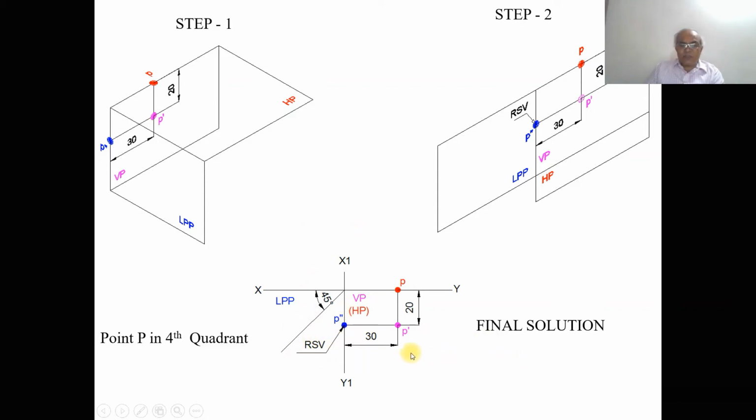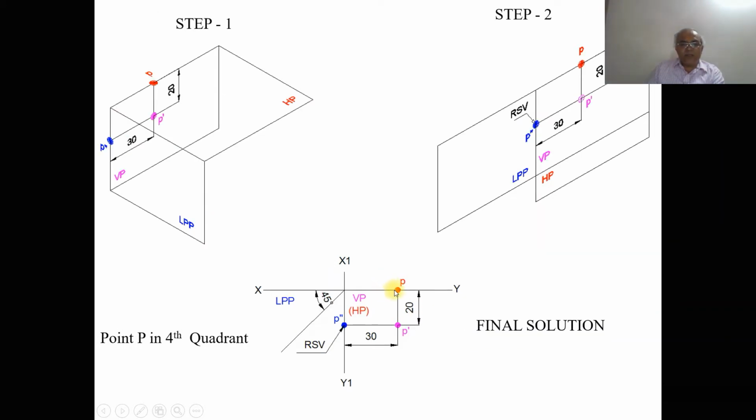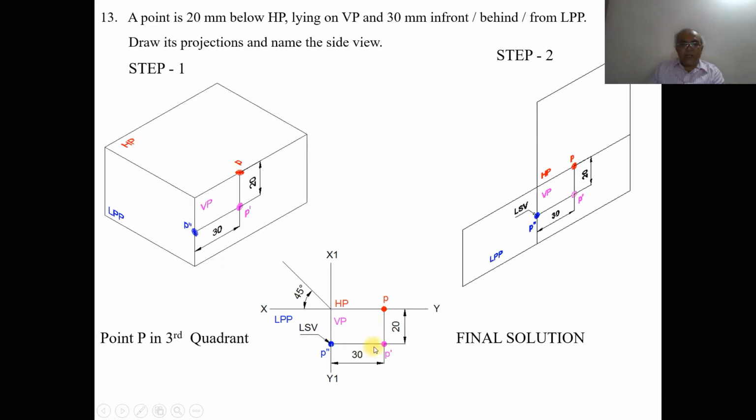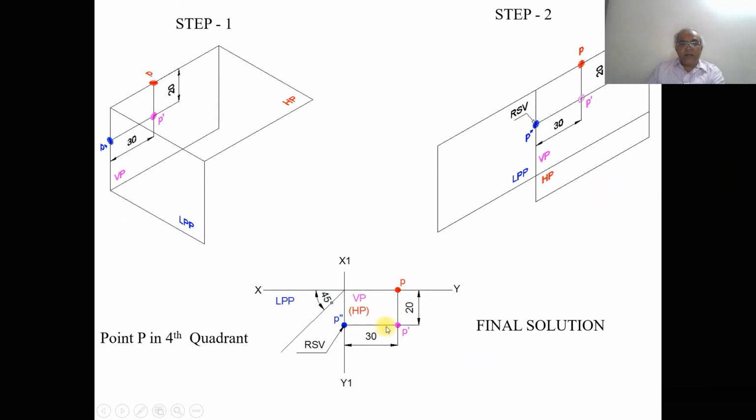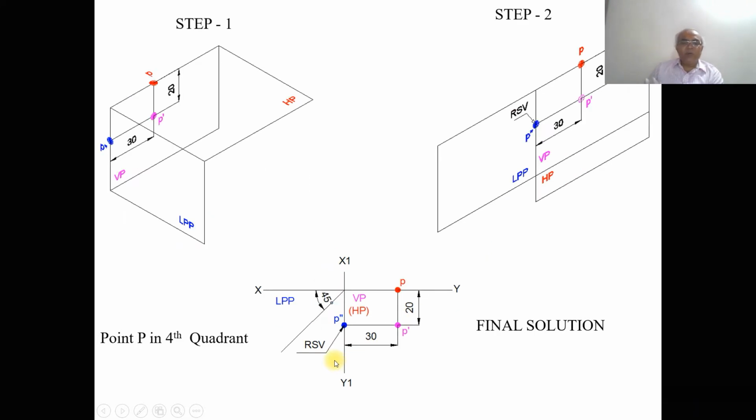So if you observe both the sketches here, P is on the XY line, here also P is on the XY line. Here also P dash is 20 mm below the XY line, and here also P dash is 20 mm below the XY line, and also 30 mm here. So here also 30 mm, and P double dash is on the X1 Y1 line. So both the sketches are the same, but the only thing is the views are going to change.